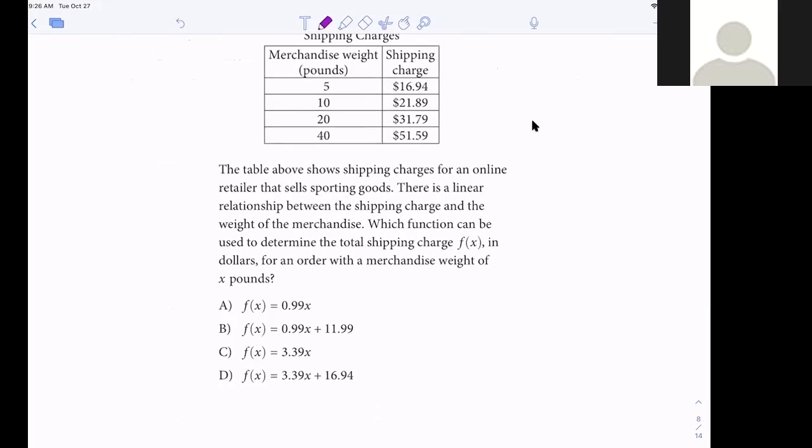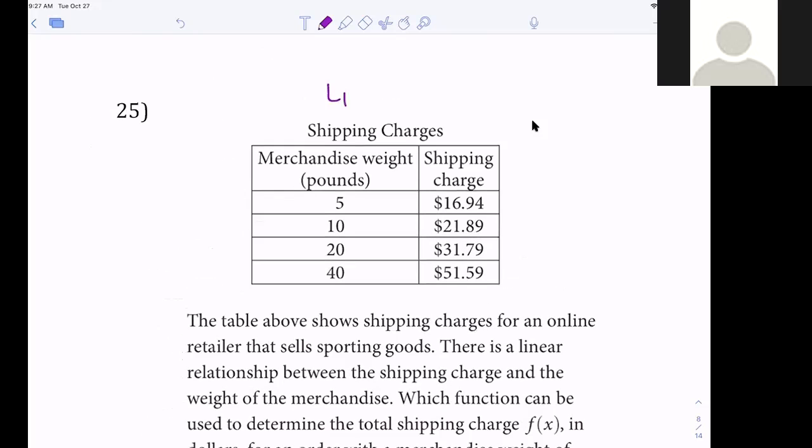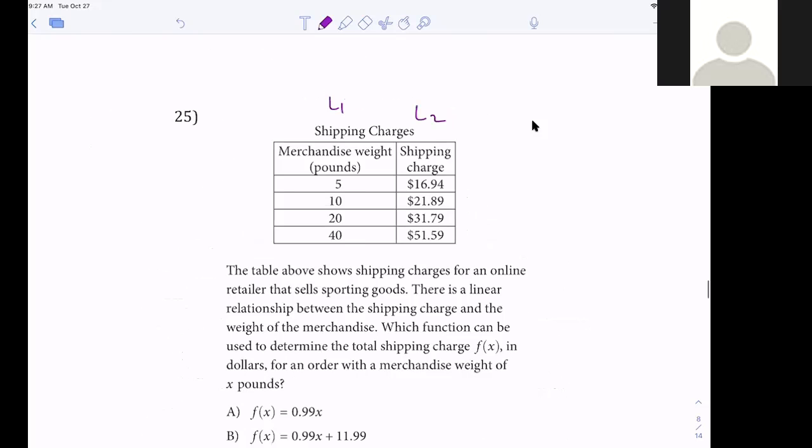This one, I like typing it in on my calculator. Now these, all right. Type in L1 and L2. Come on, type them in, get the practice. What is it? I don't know what you mean. What is L1? L1 are the X's, L2 are the Y's.